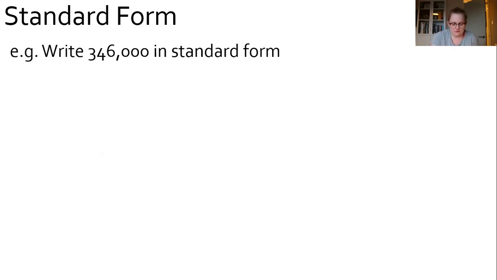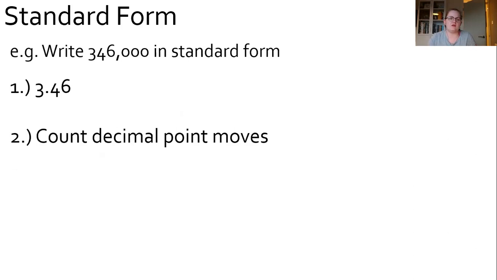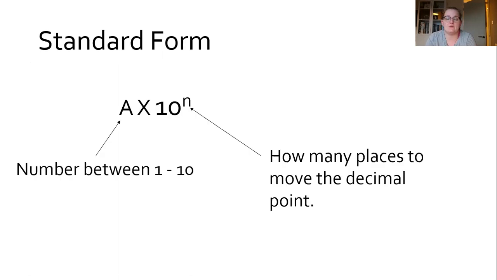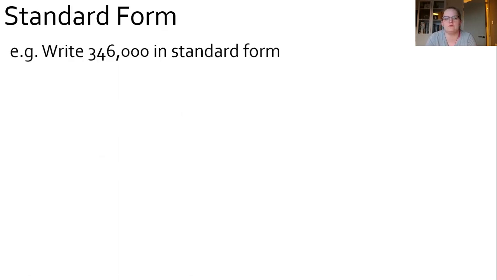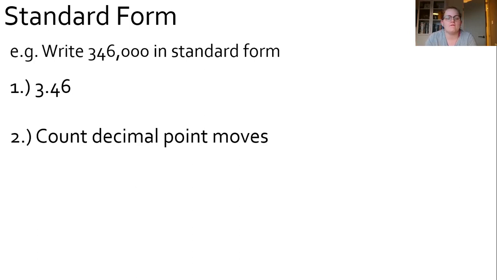write 346,000 in standard form. So there is a process to use. You probably know how to do this anyway, but I'll talk it through as we go. So first thing, you're going to put in your decimal place so that your A number is a number between 1 and 10, 1 and 9. So we'll make it 3.46. Then your second stage is you're going to count your decimal point moves, from where it was originally to where you've ended up in 3.46. That was not 10 decimal point moves. It was 5 decimal point moves. So we end up with 3.46 times 10 to the power of 5. And it's that simple. We're just moving it along and we're going to count them each time.